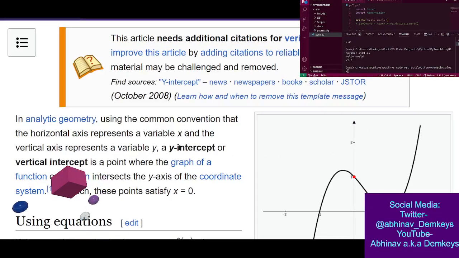In analytic geometry, using the common convention that the horizontal axis represents a variable x and the vertical axis represents a variable y, a y-intercept or vertical intercept is a point where the graph of a function or relation intersects the y-axis of the coordinate system. As such, these points satisfy x equals 0. Oh, that makes sense because when it intercepts the y-axis, x is 0. Y could be anything, but x is 0. That makes sense.